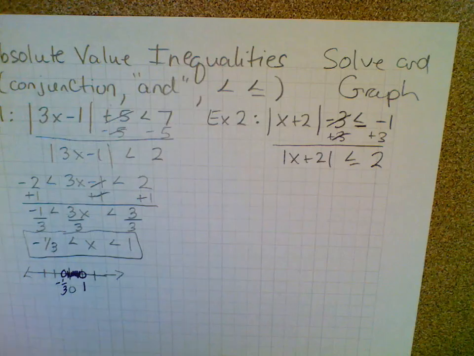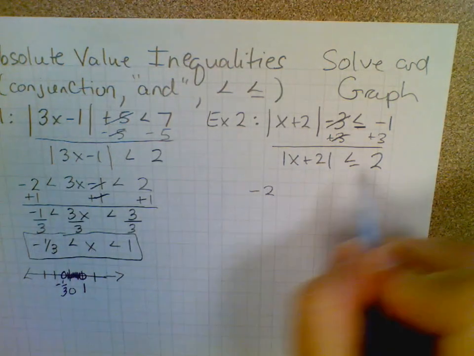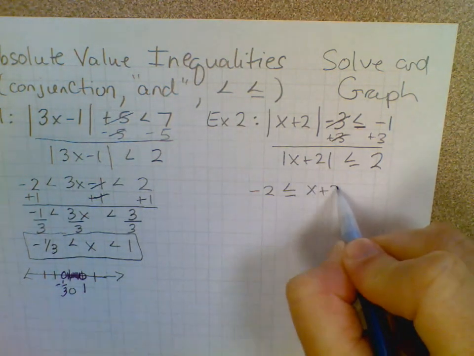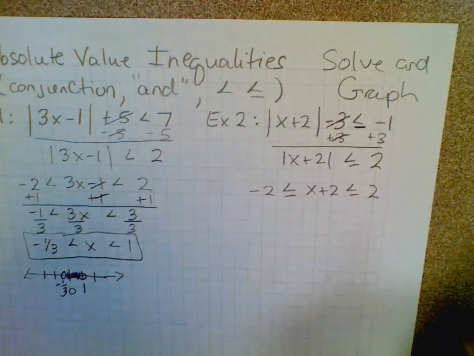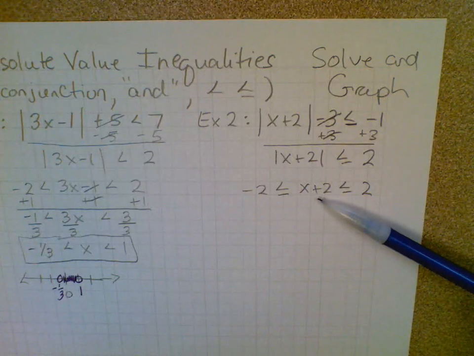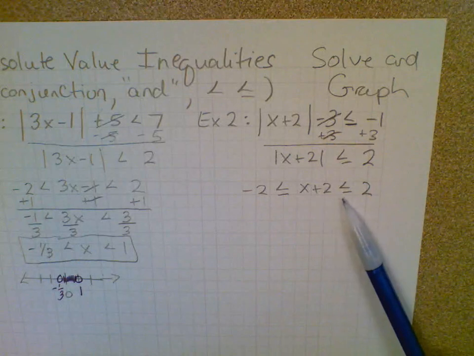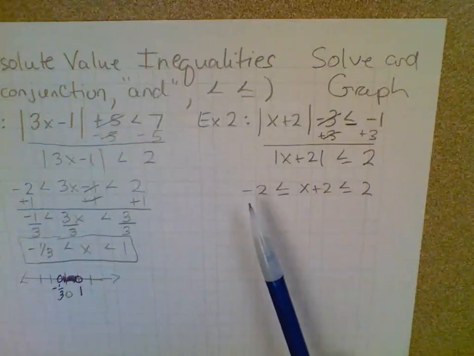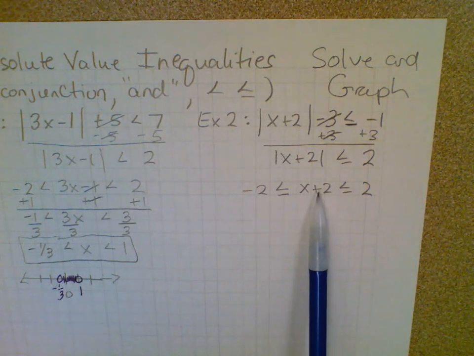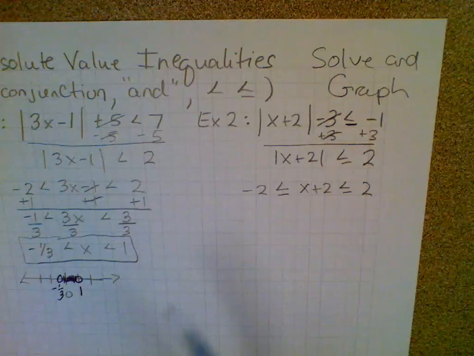Now I'm going to put this into the compound inequality. So this will be a negative 2 is less than equal to x plus 2, which is less than equal to 2. So I took what was in the bars, that goes in the middle, and then I set one less than equal to 2. That was the original one right here. And then just flip on the other side, it ends up being greater than equal to negative 2. So x plus 2 greater than equal to negative 2.